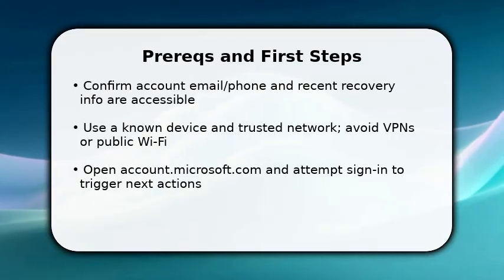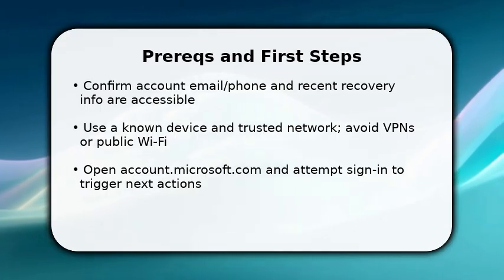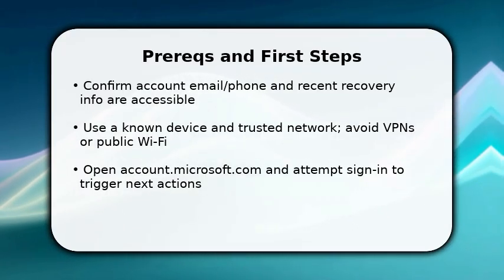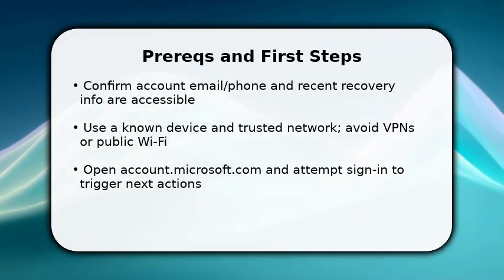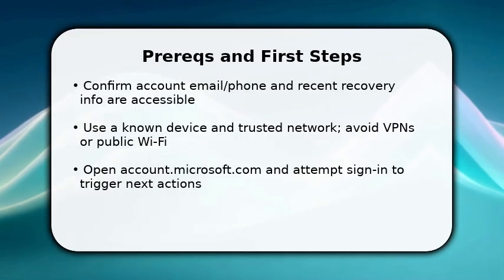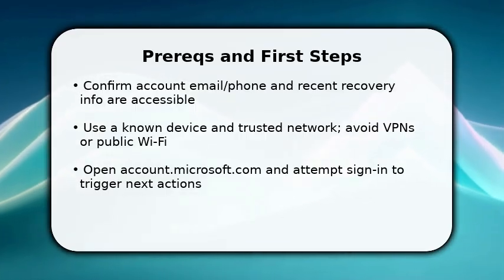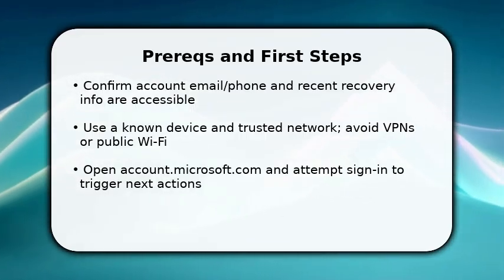You'll start by verifying a few essentials. Make sure you can access the recovery email or phone tied to the account, and use a device you've signed in from before. Once done, connect from a trusted home network. Do not use a VPN or public Wi-Fi because Microsoft flags unfamiliar locations.